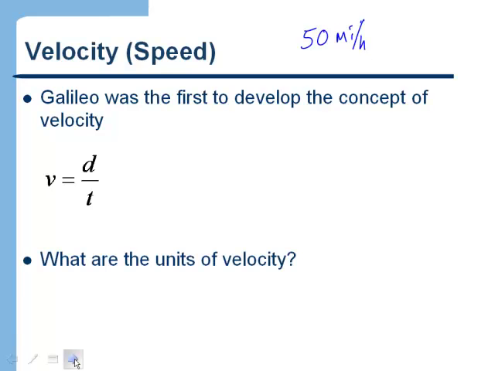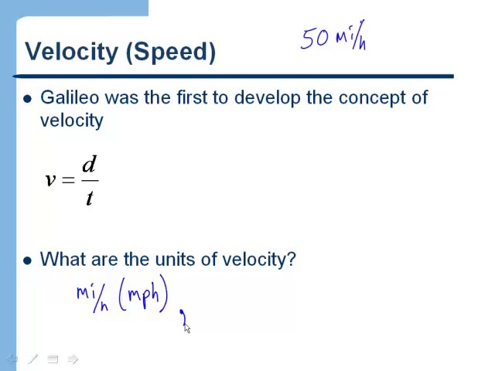Let's take a look at what we use for units when we're dealing with velocity or speed. One of the ones I've already mentioned is miles per hour. You'll notice, by the way, that we don't write it as mph. And the reason that we don't do that in science is because we use m to represent meters, and so we don't want to confuse that.